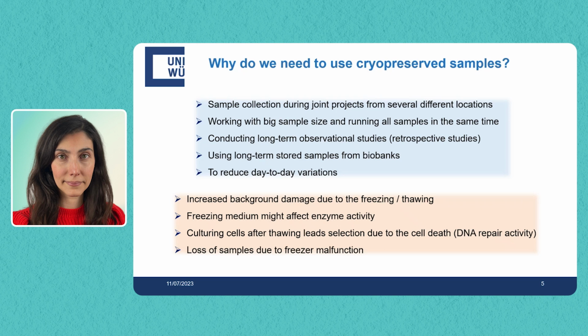So that means we need a freezing medium, which you also probably know from cell culture. That freezing medium might also affect your assay outcome: if you're doing an enzyme activity assay and you have a lot of cryoprotectant, it can affect the result. And when you have thawed and cultured the cells, a certain population of the cells will die out, and you have a selection procedure due to that because you lose some cells.